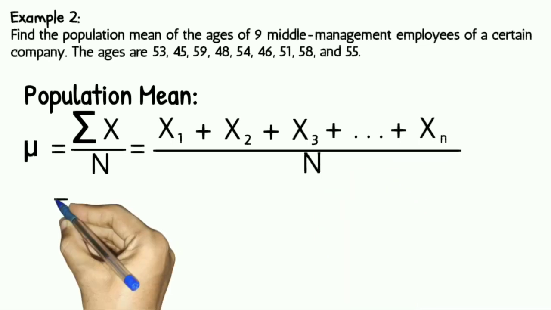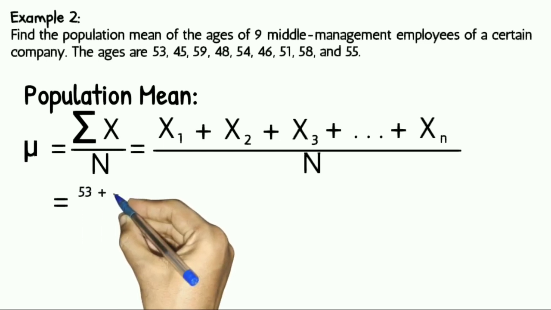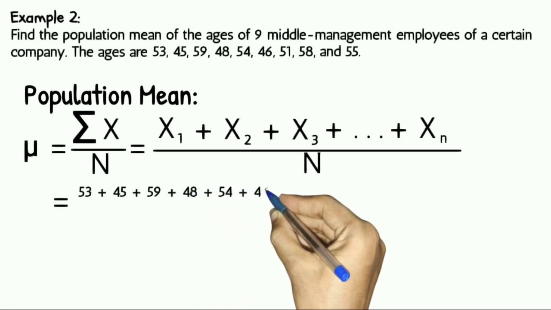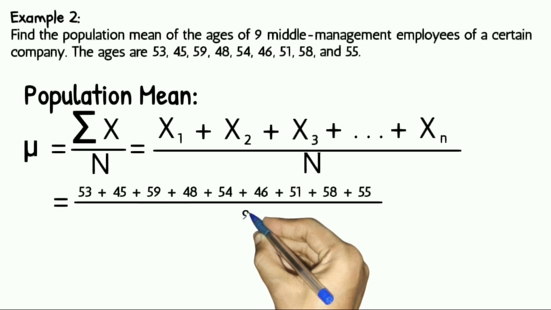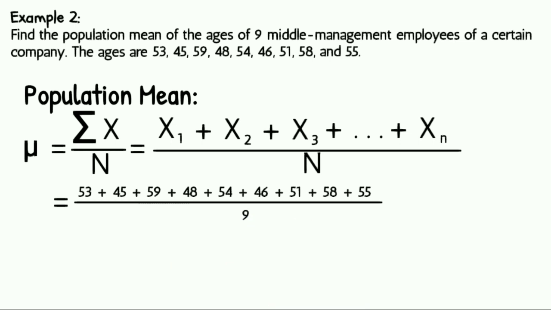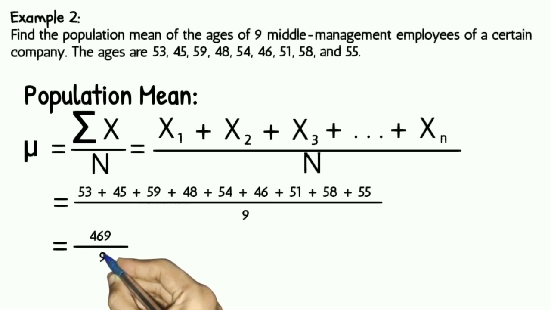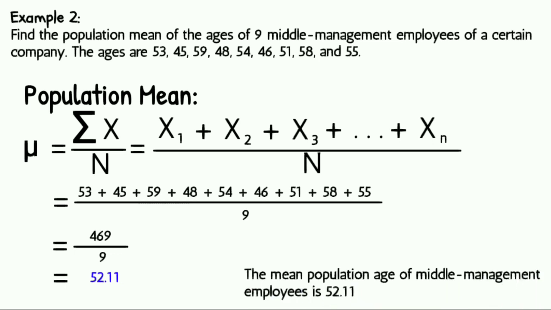Now, substitute natin yung values sa ating formula. The population mean is equal to 53 plus 45 plus 59 plus 48 plus 54 plus 46 plus 51 plus 58 plus 55 over 9. 53 plus 45 plus 59 plus 48 plus 54 plus 46 plus 51 plus 58 plus 55 is equal to 469. 469 divided by 9 is equal to 52.11. So that means the mean population age of middle management employees is 52.11.